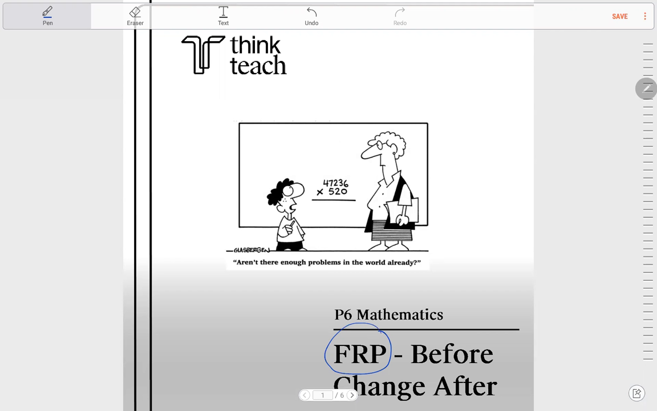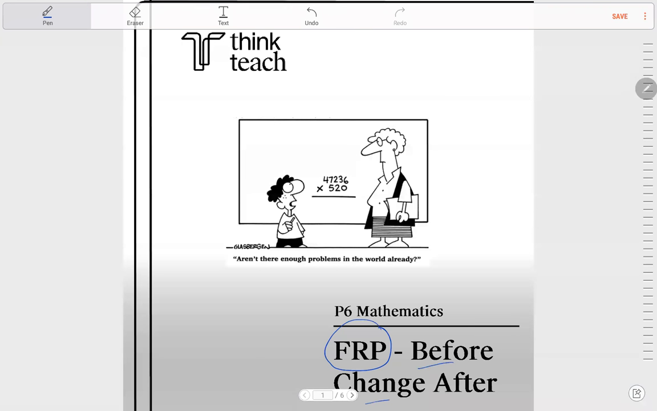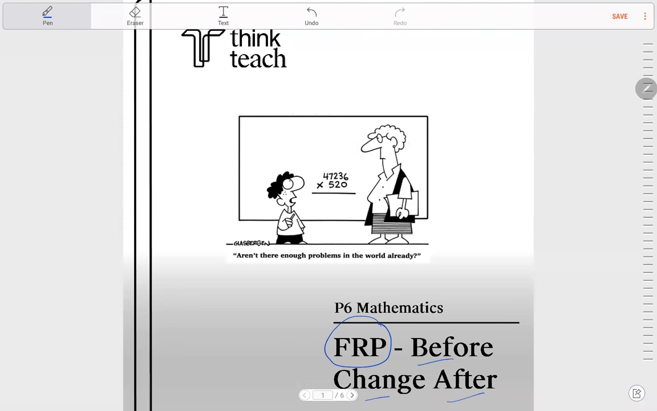to now, there are still students who are not able to apply this method, BCA, before change after, consistently in the examination. And it's such a waste because BCA is basically the most universally used solution when it comes to FRP questions. Okay, and today I'm going to show you how we can apply this consistently to make sure that you're confident when applying BCA to any FRP questions.